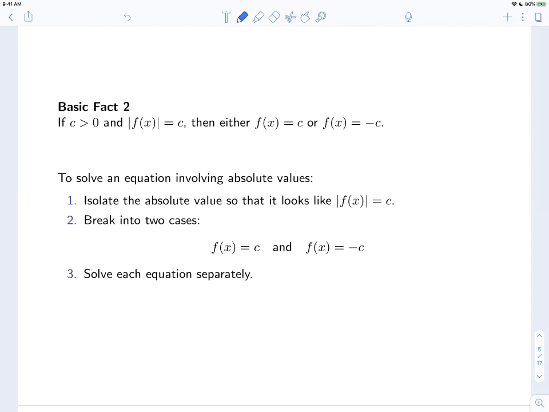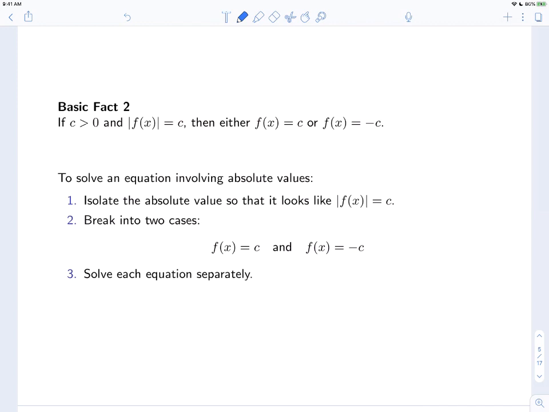This brings us to basic fact number 2, which is essentially the same as basic fact 1, just slightly altered. If c is a positive number, and if the absolute value of the function f of x is equal to c, that means the function is either equal to c or -c. So all we've done here is replace x with some function of x. This function could be x cubed minus 3x plus 4, or something like that. We'll see explicit examples in a moment.